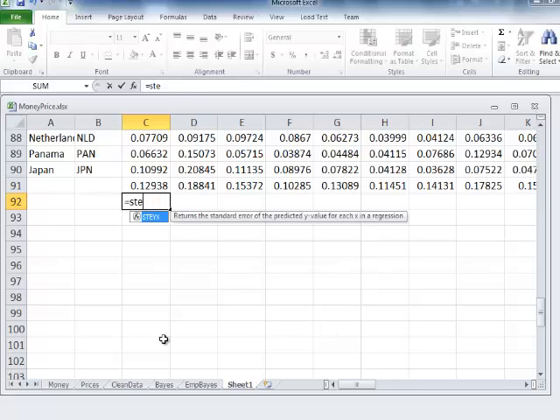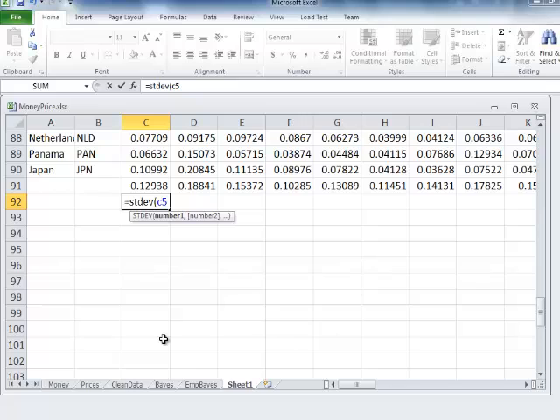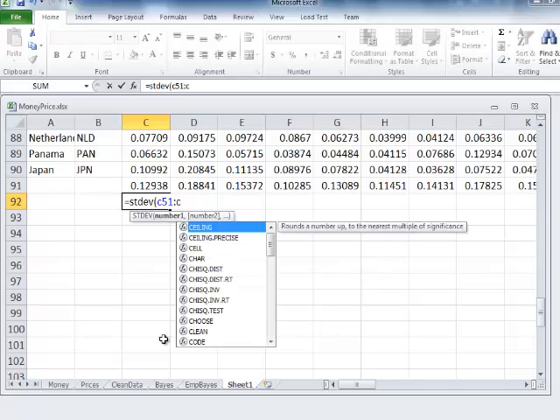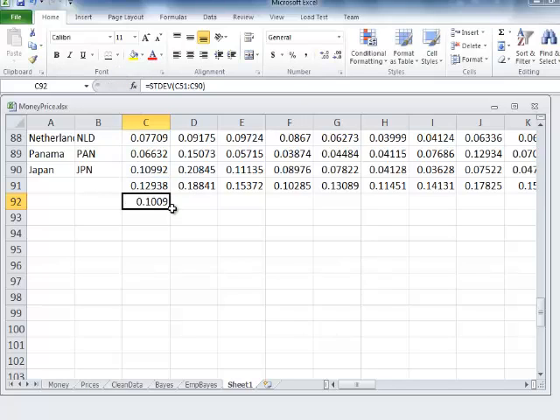So this is going to be C51 to C90. Okay, in between we did not eliminate anyone. All right, so that's 0.10.